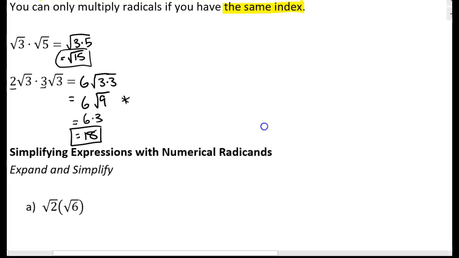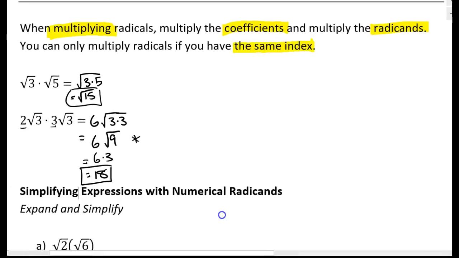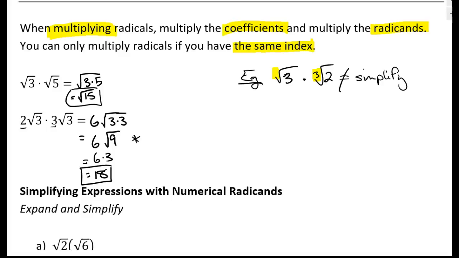Before we move on, what's a scenario that we would run into where we can't do this? Well, a non-example would be if we had the square root of 3 multiplied by the cube root of 2. This cannot be simplified. The reason is we must have that same index. So those not matching indices means we cannot do this.